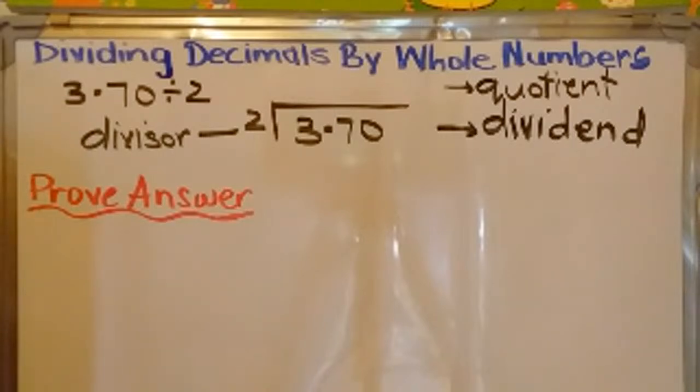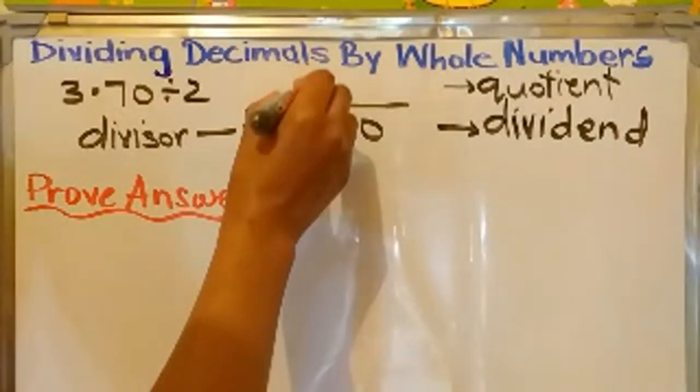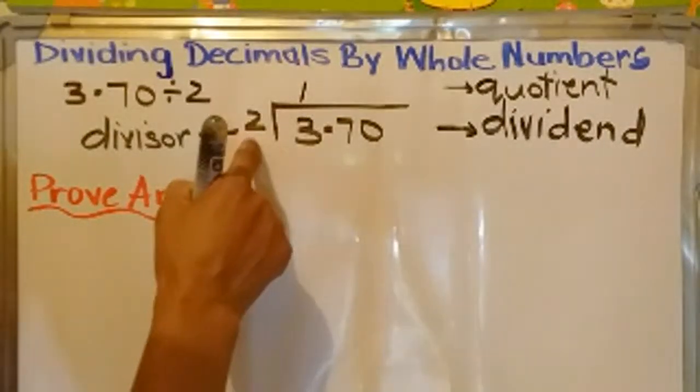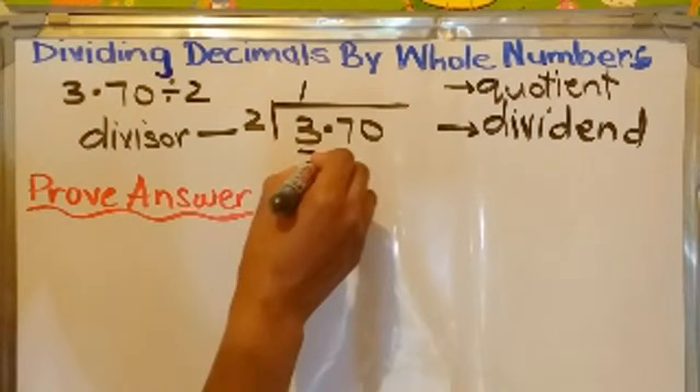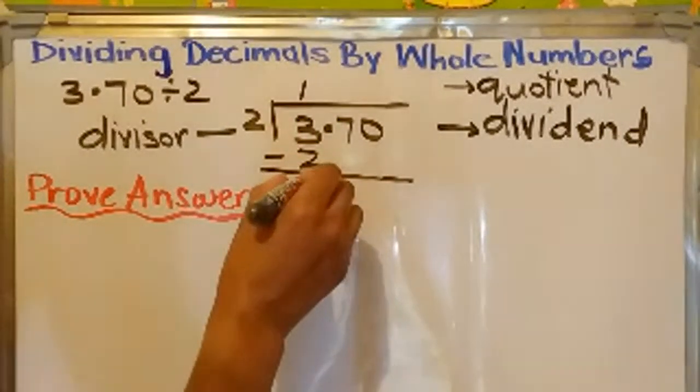First, you're going to ask yourself, how many groups of 2's can you get from 3? And of course, that is 1. Take this 1, multiply it by 2. You are going to get 2. Draw your line and take away. You have 3 things. You give away 2. You are left with 1.